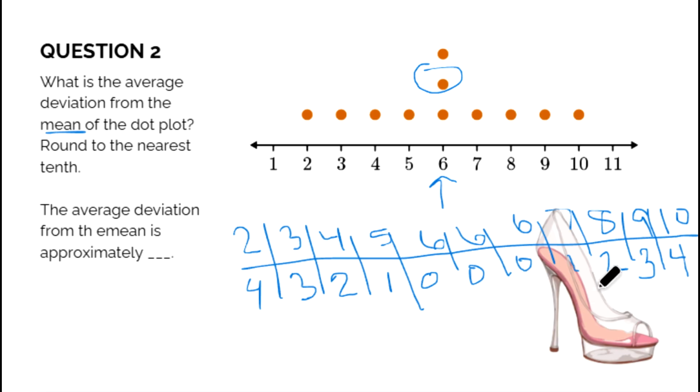Now let's find the average deviation by adding these together. We have 4 plus 3 plus 2 plus 1. Skip all the zeros. Plus 1 plus 2 plus 3 plus 4. That gives us 20. I think this was 11. 1, 2, 3, 4, 5, 6, 7, 8, 9, 10, 11. Okay, 20 divided by 11 gives us 1.81818181. We're rounding to the nearest tenth, so we have 1.8 for the average deviation.